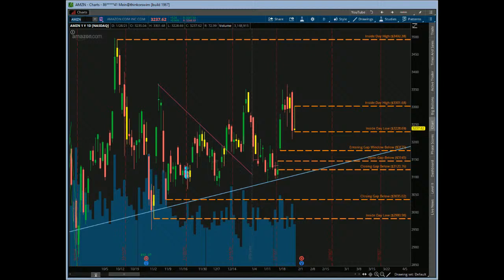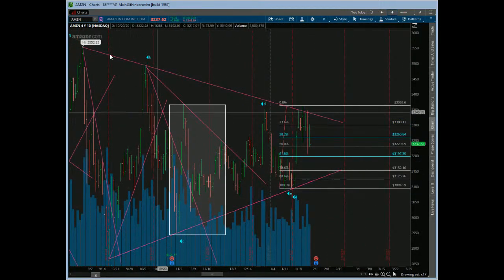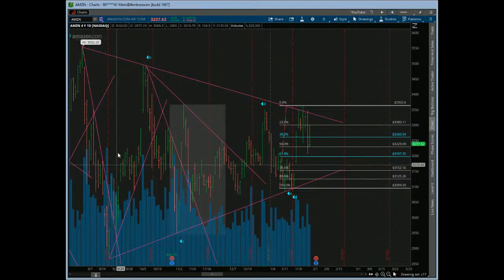Let's take a look at Amazon with the inside day. On this one, I'm just looking for the 618 off of the last move, if we go here. We have a big triangle range, right? A, B, C, D, E, wave 4, 1, 2, 618.